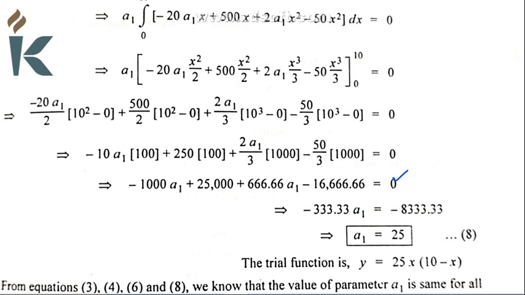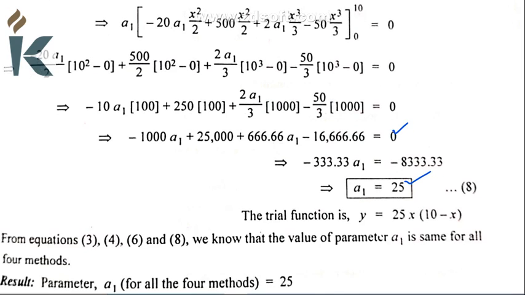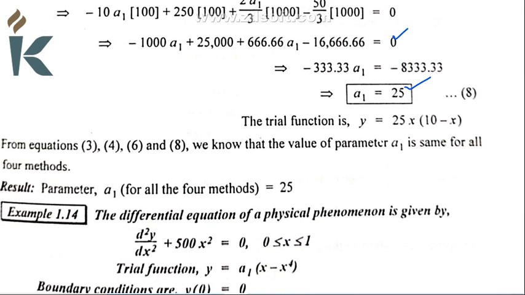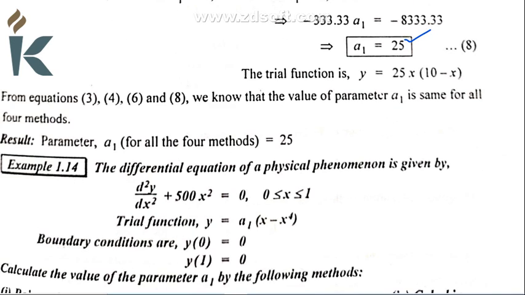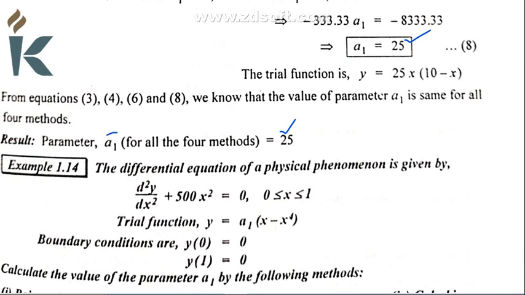Finally you can get the a1 value. A1 value is 25. Again you have to substitute this a1 value into the trial function. Finally you can get 25h into 10 minus h. So for all the four methods, the parameter you get is 25 only, the a1 value, for the point collocation method, subdomain method, least square method, or Galerkin's method.